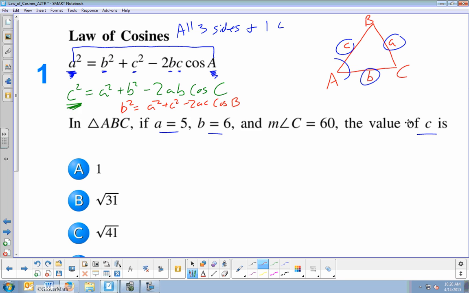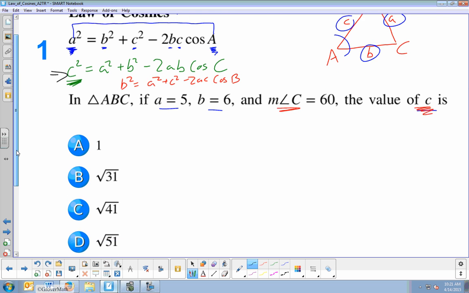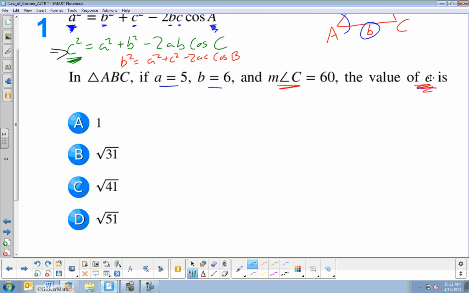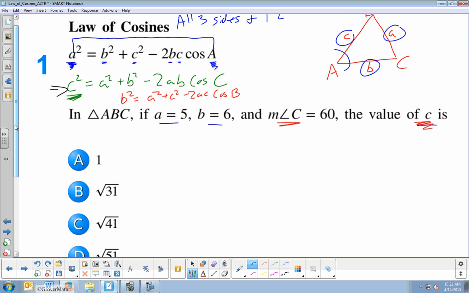Like this question is giving you angle C and wants you to find side C. So that means you want to write the formula in terms of C, which is here. And even though I have it there, I'm going to rewrite it one more time. So since I want side C, I need angle C. And that's really the key here. That's, how do we recognize a law of sines or a law of cosines problem?